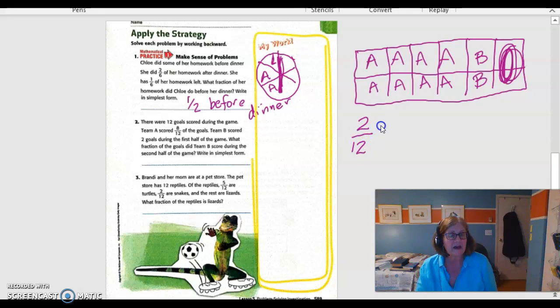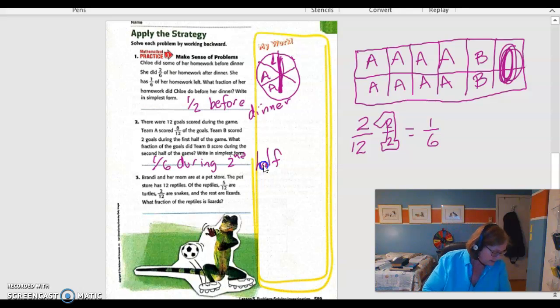I can divide that by 2 over 2. Remember, that's the 1. 2 divided by 2 equals 1. 12 divided by 2 equals 6. So this would be 1/6 during the second half.